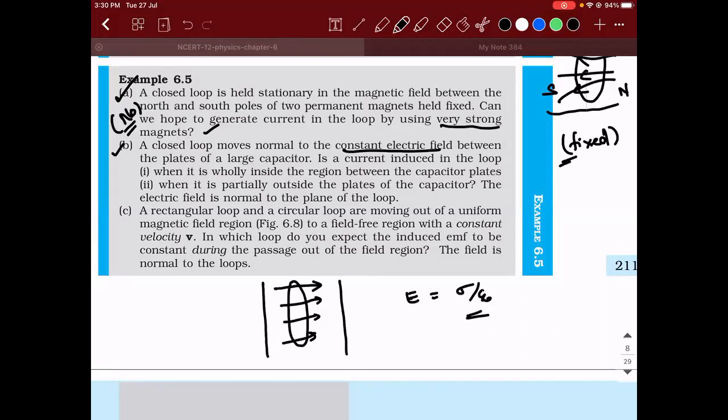So can you explain this question again, sir? Read it again. There is a closed loop which moves normal to a constant electric field between the plates of a larger capacitor. So in this case, the loop is inside the capacitor, between the plates of the capacitor, and it is moving. Okay, first point. Now, if it is moving, is there a possibility of EMF getting induced in this?